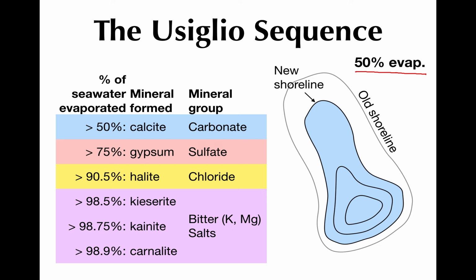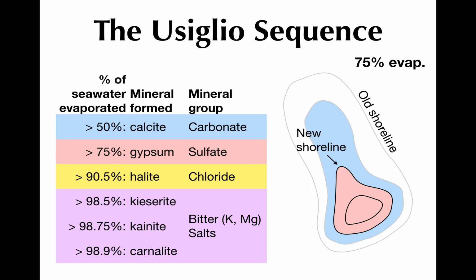When we evaporate 50% of the water in a lake, it's going to shrink, so we get a new shoreline. Our old shoreline is stranded out beyond that new shoreline, and it's in this new lake that's much smaller that we can begin to precipitate carbonate. As we continue to evaporate the lake, we'll shrink it even further. Here's a new shoreline, and underneath this new lake, we can begin to precipitate out sulfate, like gypsum.